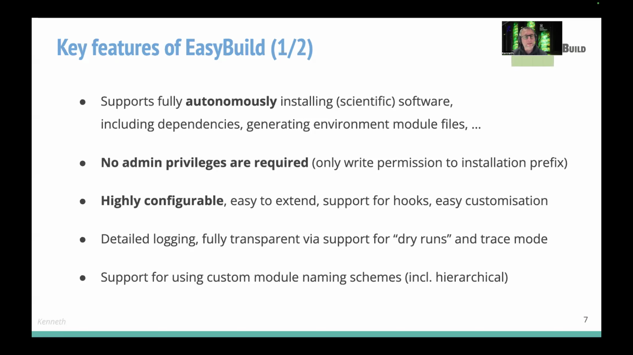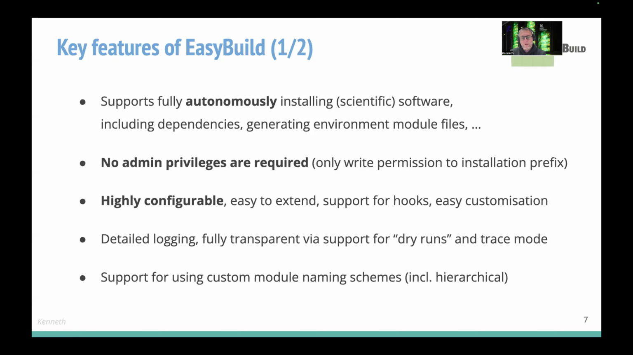It also does very detailed logging of all the operations it executes, so how it installs software and why it makes certain decisions. And you can get an overview of what's going to happen via the dry run mode without actually doing anything on the file system. So you can check how EasyBuild will install something or which dependencies are still missing. And with the trace mode, which is now enabled by default in the latest EasyBuild version, you can also see what it's doing while the installation is still running.